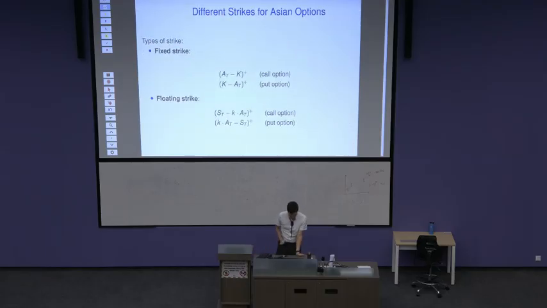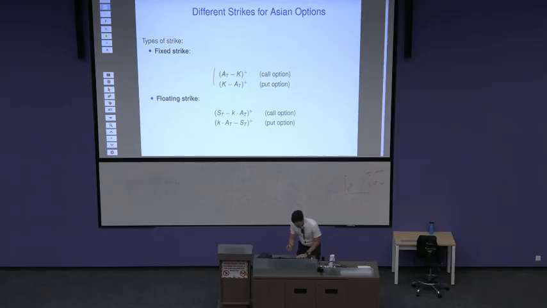Okay, and so this was averaging, and then we can also consider different notions of strikes. The standard case would be just to have a fixed strike, as explained earlier. We're really just considering a standard European call option, replacing the asset price with the average asset price, and then you get a fixed strike call option, or fixed strike put option in the Asian case.